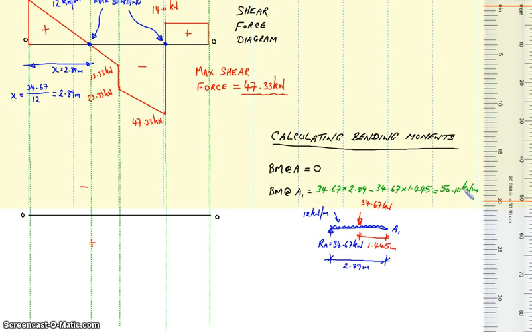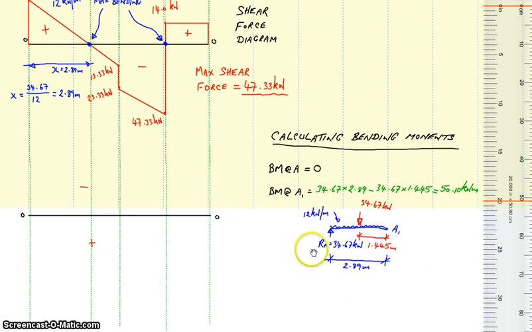And you'll notice that the units have changed now to kilonewton meter, and that is because we are multiplying kilonewtons by meters. And when we multiply those two together, the resultant units are kilonewton meter. Okay, so that has covered bending moment at A1.